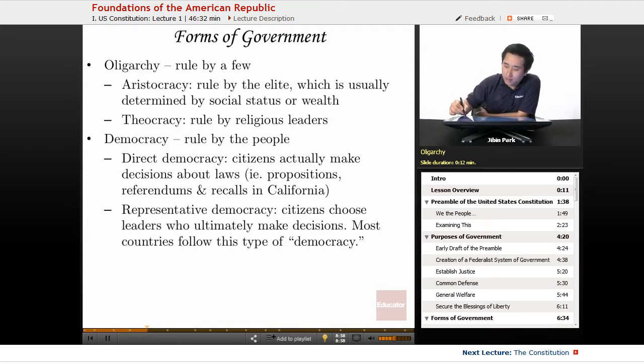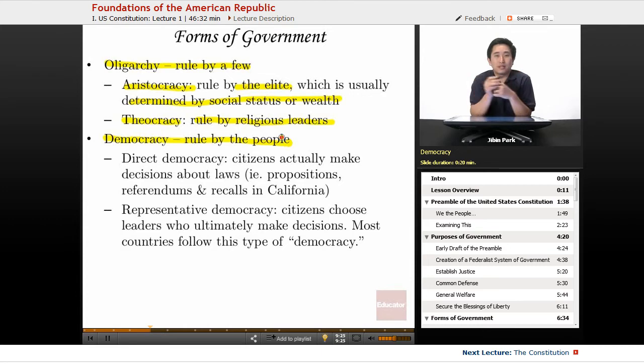Another form of government that could exist out there is oligarchy, or rule by few. Different types would be aristocracy, ruled by the elites, usually determined by social status or wealth, or a theocracy, ruled by religious leaders. Again, just throwing that out there because these are different competing ideas on how government is run. And finally, in the United States, we have democracy, ruled by the people. That's basically the type of government that most of the world aspires to.